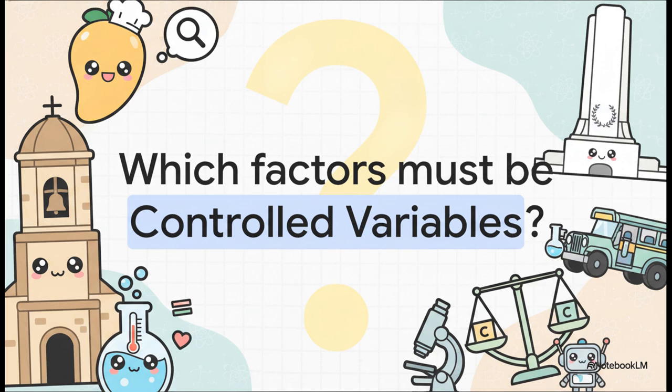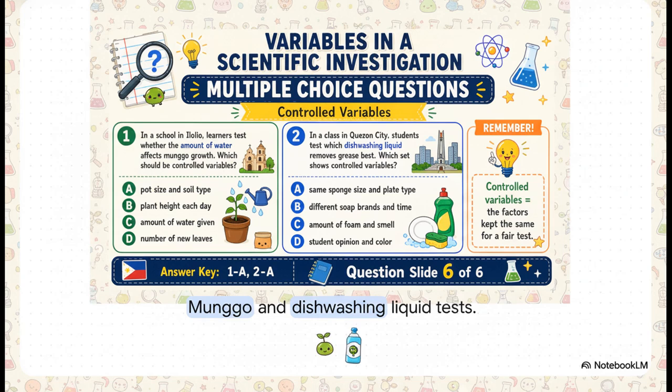Okay, we've got one final challenge for you today. We're heading out to Iloilo and Quezon City, and this time our goal is absolute fairness. Let's find those controlled variables. In Iloilo, learners are testing whether the amount of water affects mungo growth. Now, since they're already changing the water, which of the following should be controlled variables to keep the test perfectly fair? Pot size and soil type, plant height, amount of water given, or number of leaves?